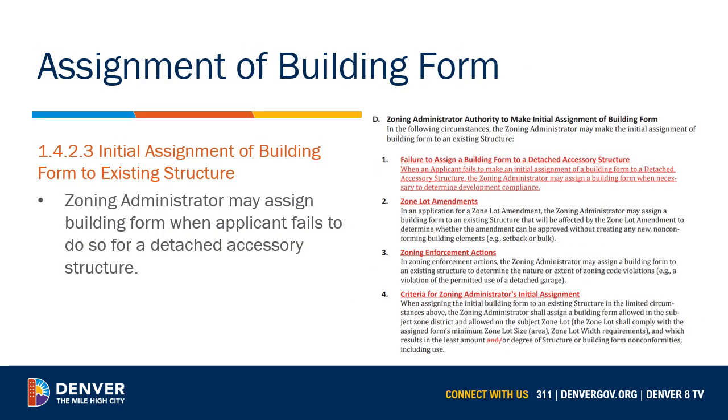The assignment of building form section has been reorganized with headings and a new rule has been added. This new rule allows the zoning administrator to make initial assignment of a building form to a detached accessory structure when the applicant fails to make an initial assignment. This is intended to give CPD the authority to select an appropriate building form to reduce violations or avoid creating new nonconformities with assignment of building form. This is intended to reduce the number of review cycles necessary by reducing the number of relatively minor site plan changes necessary relative to a project's scope.